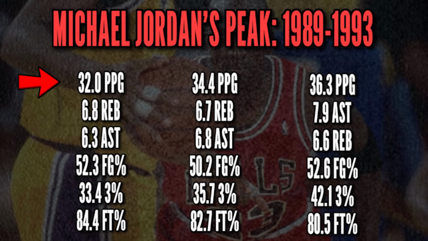And like with all these players, you can look at his regular season stats and see they're absolutely amazing. The thing that will always impress me with Jordan is how he elevated his play come playoff time. In the middle column, you'll see Jordan's stats in the playoffs, averaging 34.4 points per game, 6.8 assists, 6.7 boards on 50, 35, and 83 splits. But what makes it even more impressive is how Jordan upped his game in the finals, averaging 36 points per game, 7.9 assists, 6.6 boards on 52, 42, and 80 splits.